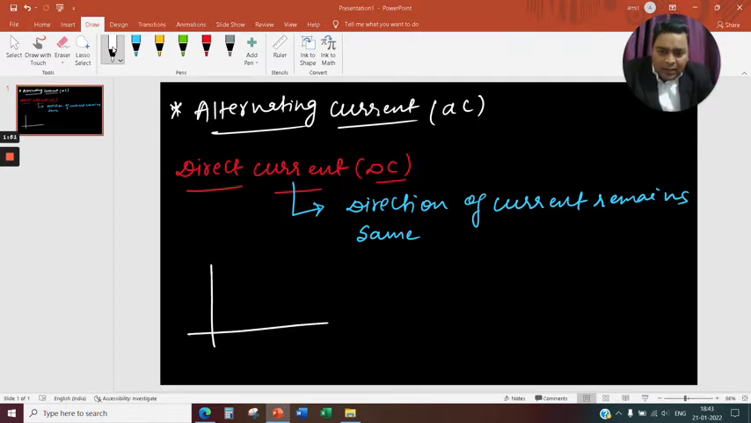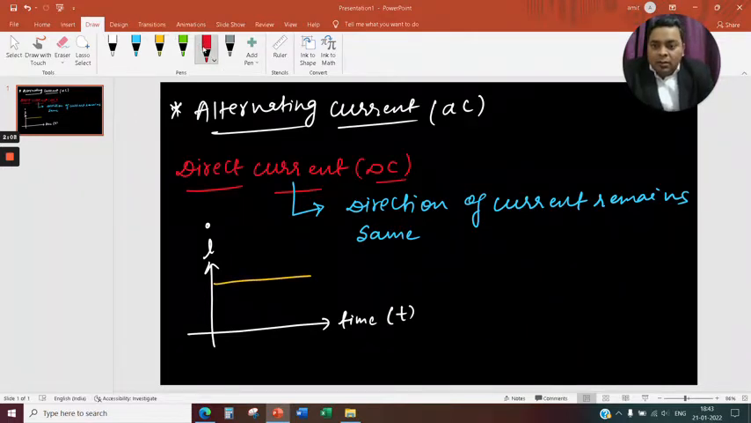Suppose I have taken time on the x-axis and current on the y-axis, and we are getting the graph of current and time in this manner, means that is parallel to the x-axis here. Now regarding the interpretation or observation, suppose I have taken a few intervals of time: time t1, time t2 and time t3. That will be suppose 1 second, 2 second or 3 second. And suppose at this point we are getting current 5 ampere.